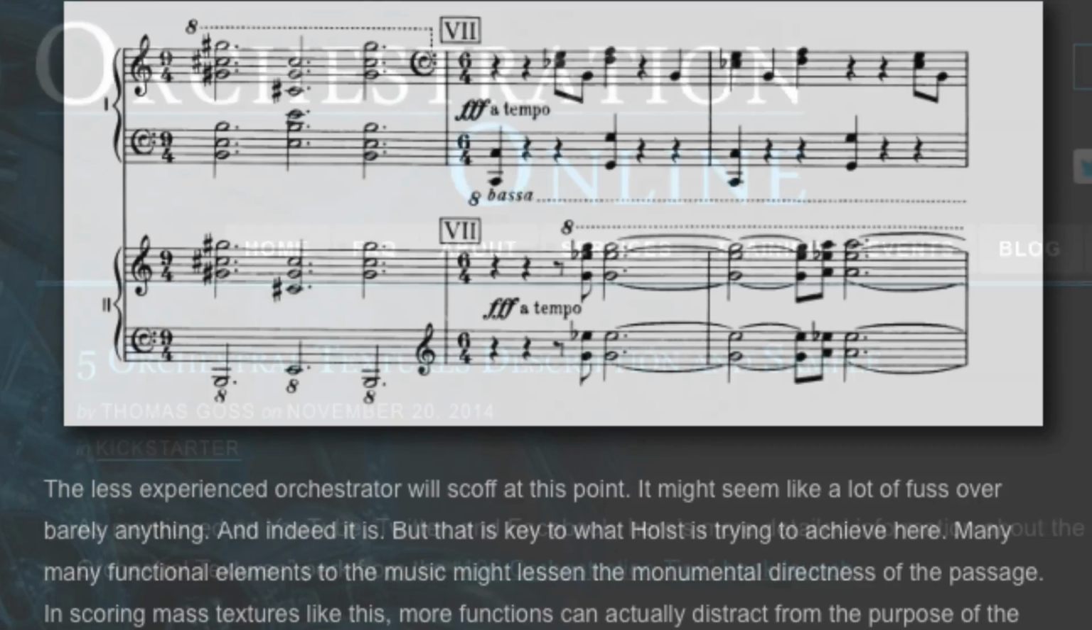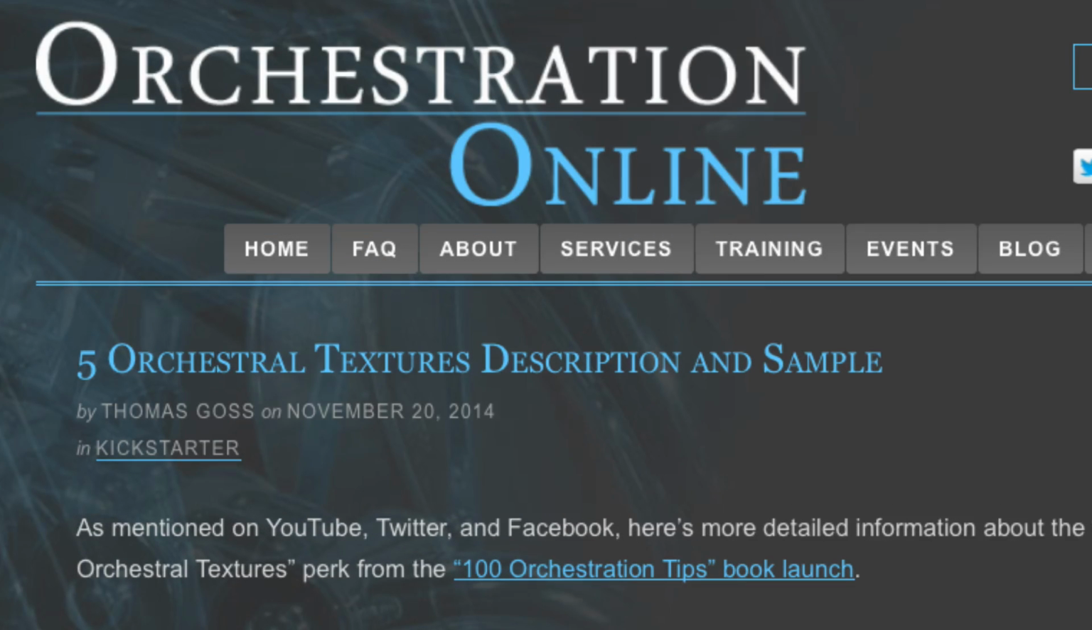I prepared an excerpt of what that will look like, and I encourage you to go have a look at it on our Orchestration Online website, which is linked below.